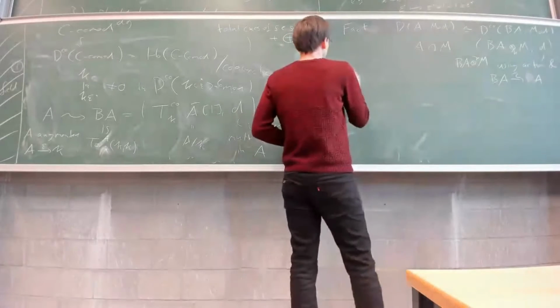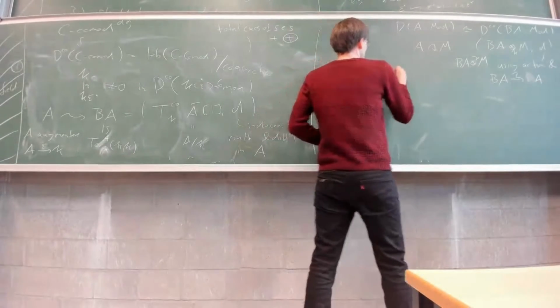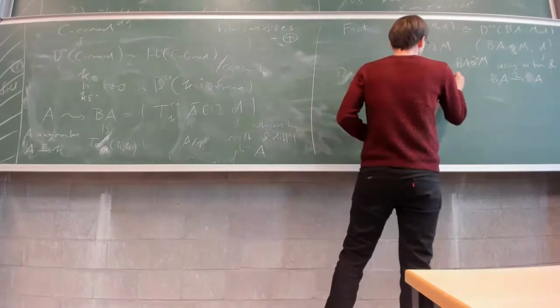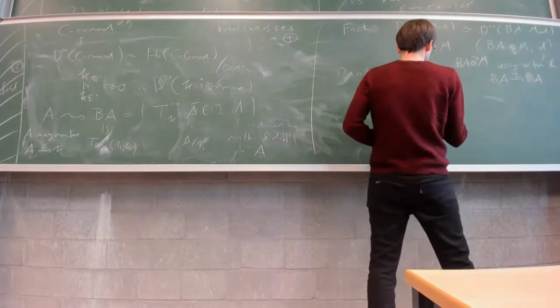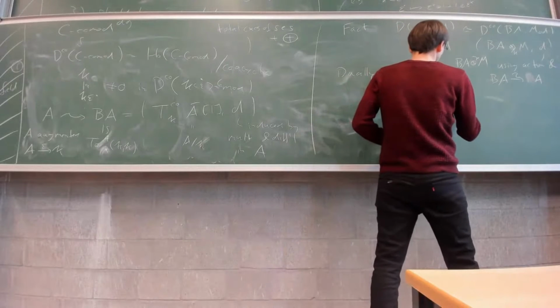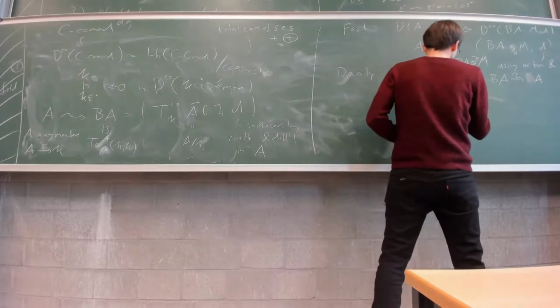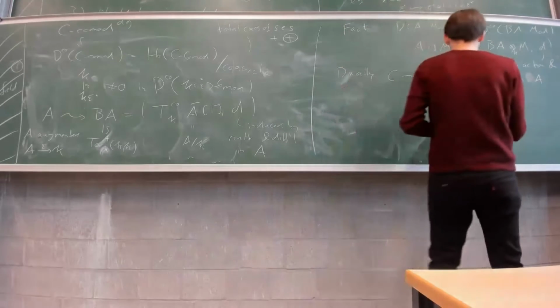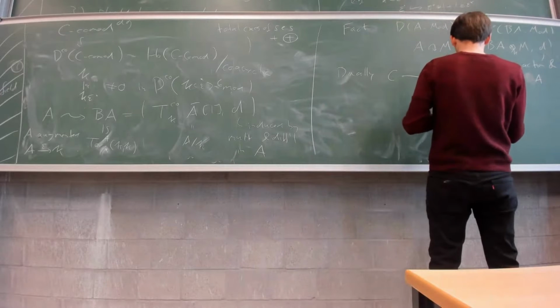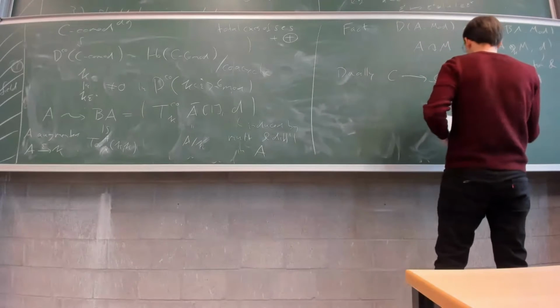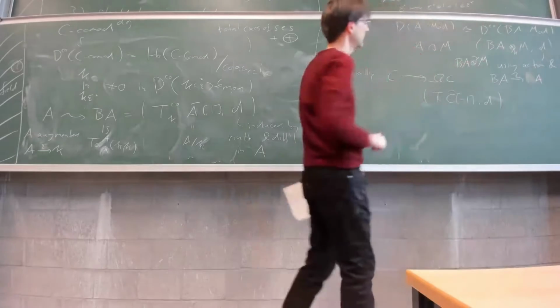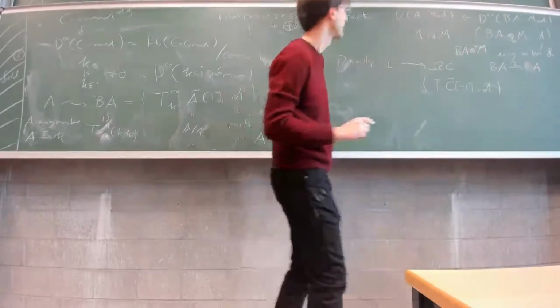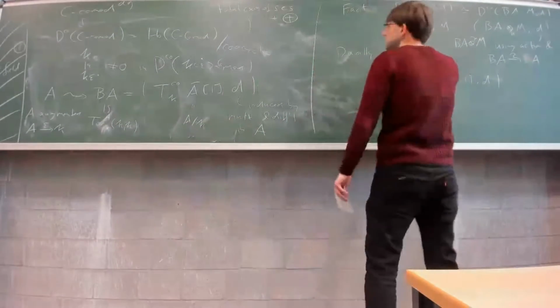And dually, I can define, from C, I go to omega C, which is going to be the tensor algebra on C bar shifted by -1, C bar being the quotient by the coaugmentation, and I have a differential which comes from the coproduct and the differential of C. And so this is a functor that goes the other way.